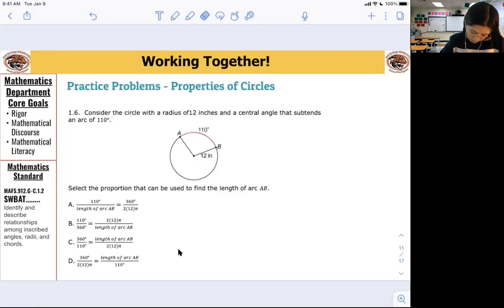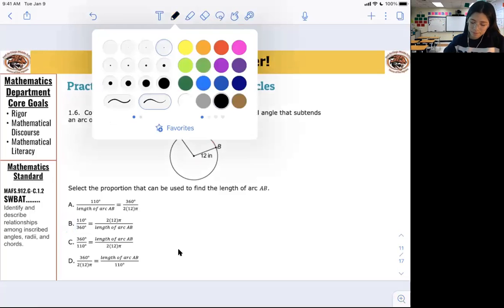Wait, hold on. Let me check this again. Is it B? Now y'all are making me doubt myself. I'm not sure that it's B. So let's talk about why. Let's work through it and then see what happens.